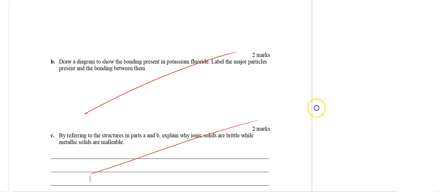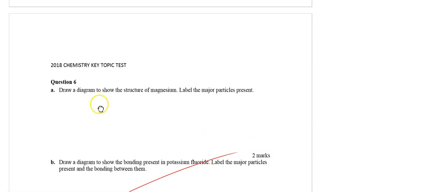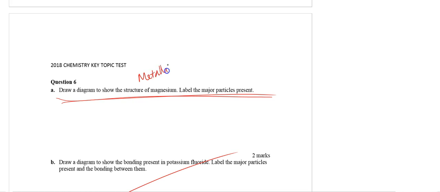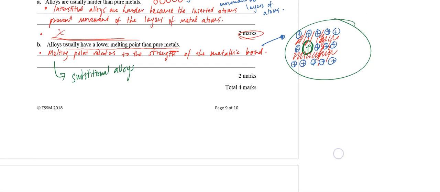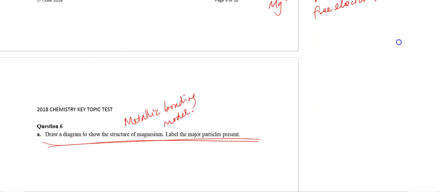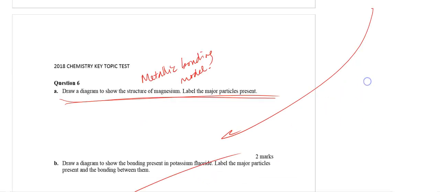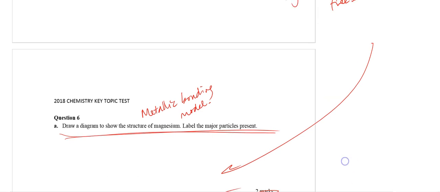This here was an ionic compound, so we were going to ignore that. Here, they would ask you to draw the structure of magnesium. They're asking you to draw the metallic bonding model for magnesium. As long as you know how to draw the model, which is just what I did up here, but it needs to be labeled. So you need to label this with magnesium 2+, and here you have free electrons or delocalized electrons. Then you would have answered this question. Now this is a 2-mark question, so if you draw the lattice and label it, that would be 2 marks.